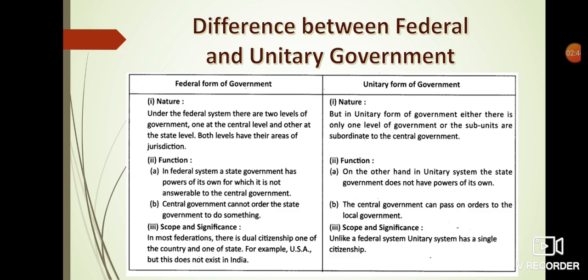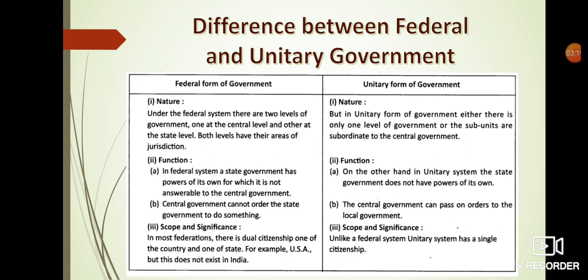In a federal system, a state government has powers of its own for which it is not answerable to the central government. Whereas on the other hand, in a unitary system, the state government does not have powers of its own. In the federal form of government, the central government cannot order the state government to do something. Whereas under the unitary form of government, the central government can pass an order to the local government.